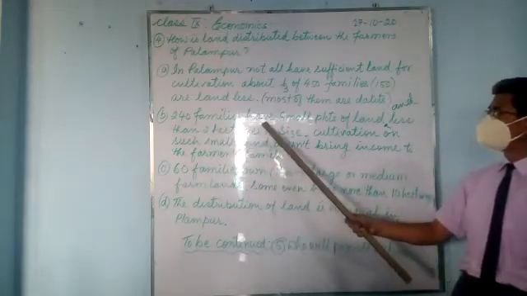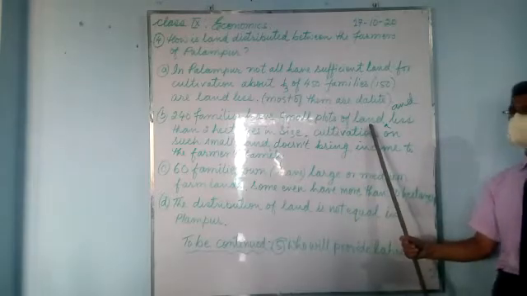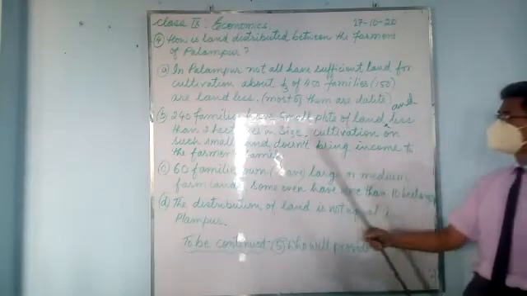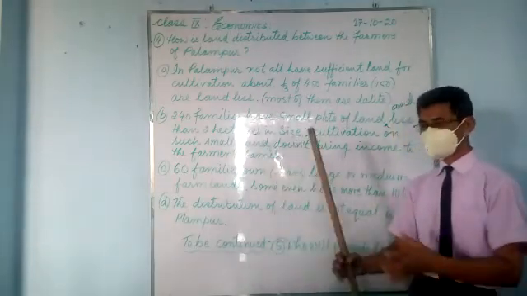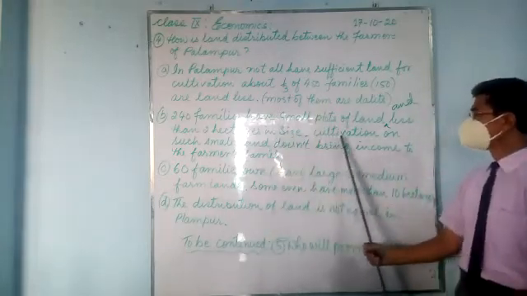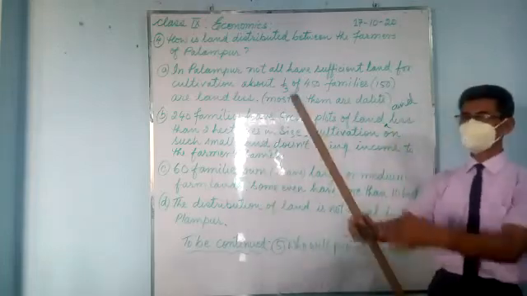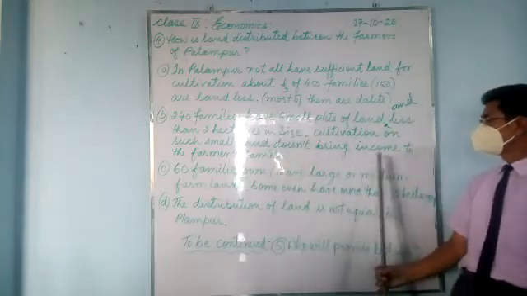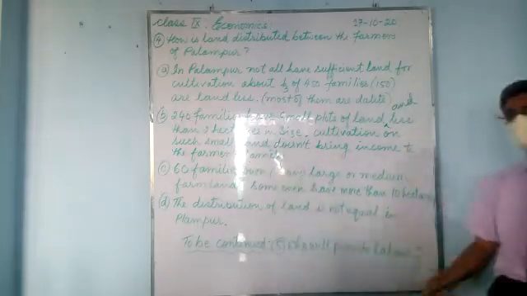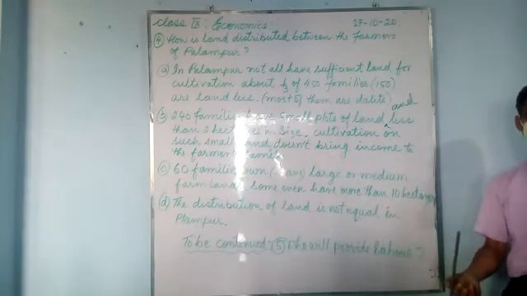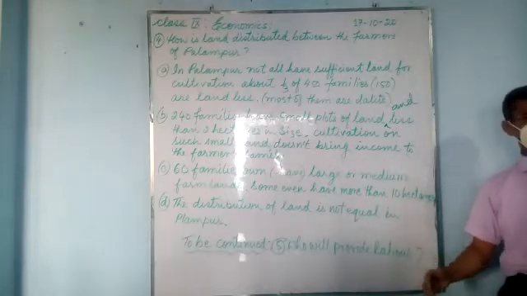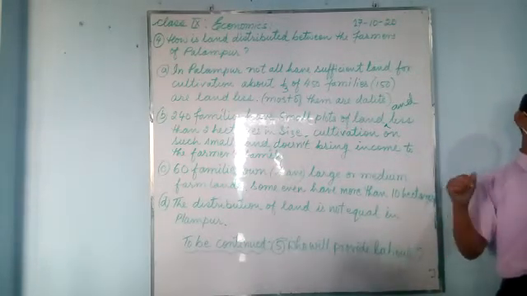240 families have small plots of land, less than 2 hectares in size. Cultivation on such a small plot of land doesn't bring much income to the farmer's family. So 240 families have the land, but it is very small. So doing cultivation in such a small plot of land doesn't bring sufficient income to the farmer's family.